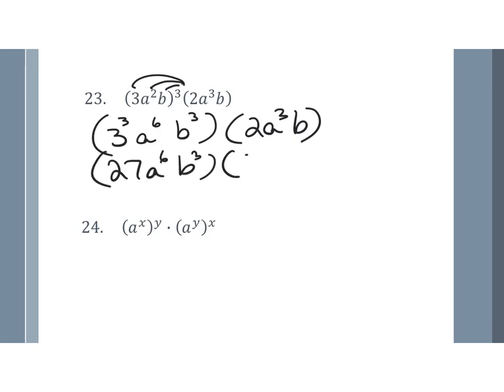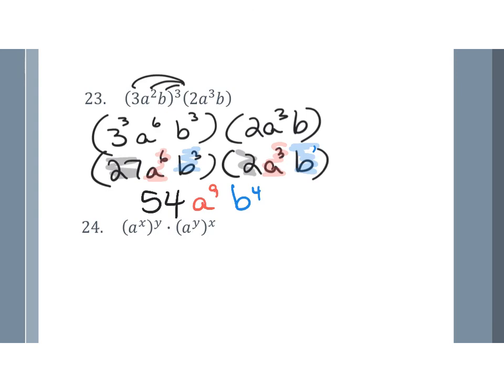Now I can go back, multiply my coefficients, and add my like exponent bases. So 27 times 2 is 54, going to go back and find the same base. So I've got a base of a with a power of 6, base a power of 3. So I would add that, 6 plus 3, and I would get a to the 9th. Go back, do the same thing with the b's. Again, on this last one, assume that there is a 1 here. So 3 plus 1 is b to the 4th.